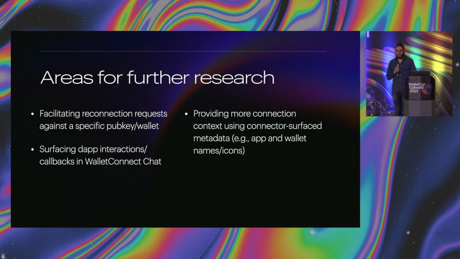Currently, if I request a connection to a wallet, I get whatever address the user has as primary in their wallet. And let's say the user uses one address daily, but on my app, for some reason, there's another address they would prefer to use. If that is the address they've connected to me before, I should be able to request a connection to that specific public key. In line with that, surfacing dApp interactions and callbacks inside of WalletConnect chat would be great.